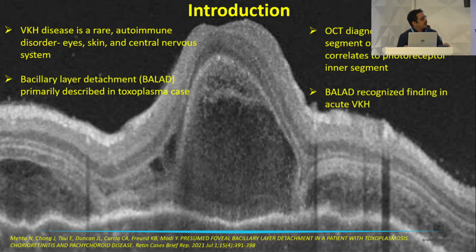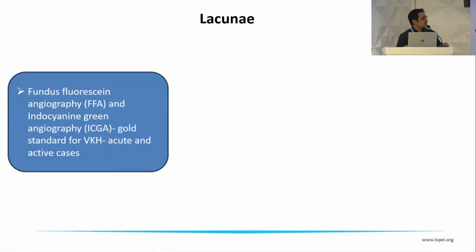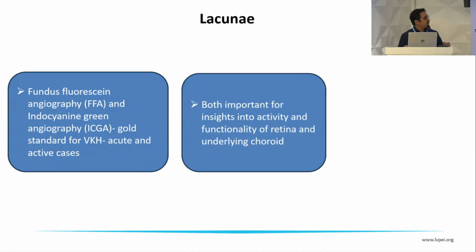What we were trying to analyze was whether there is any other investigation modality for VKH apart from OCT, and are there any other features which we can look at? The lacuna in literature was that angiography is one of the most important diagnostic criteria for VKH. If we have to have some insight about the clinical activity as well as the functionality of the retina, and the importance of bacillary layer detachment, because it is called a prognostic marker, we need to find other investigation modalities as well.